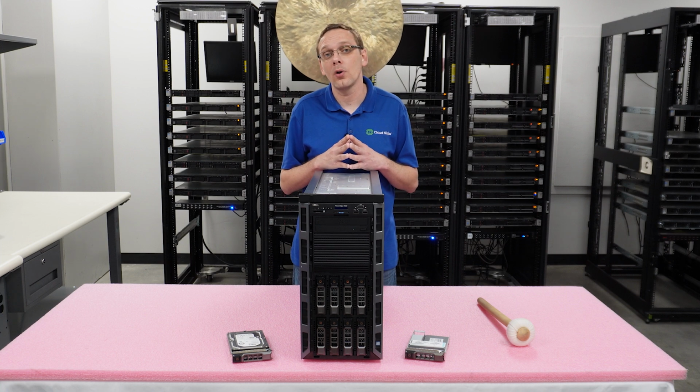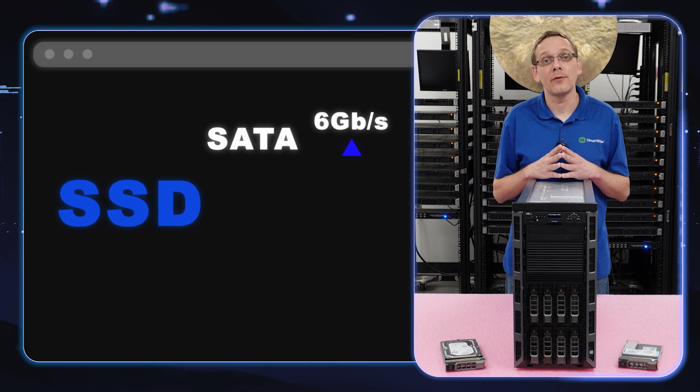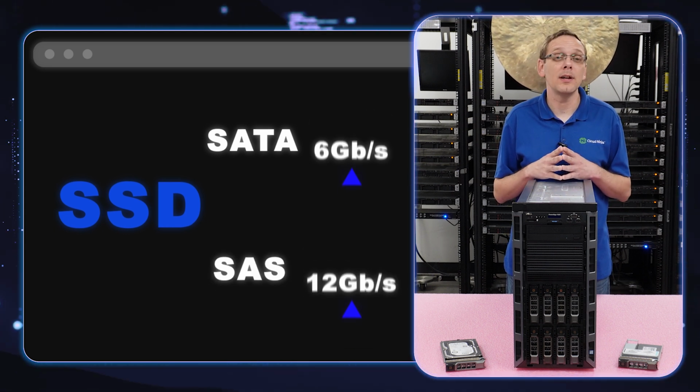All right, what about for our solid state drives? For a SATA solid state drive, you're gonna get 6 gigabit per second. For a SAS solid state drive, you're gonna get 12 gigabit per second. So those are the different speeds overall.